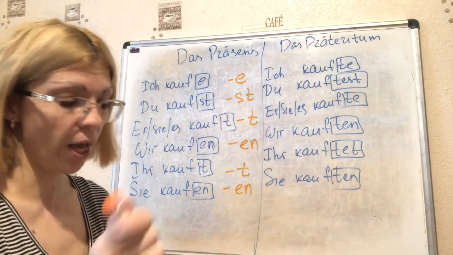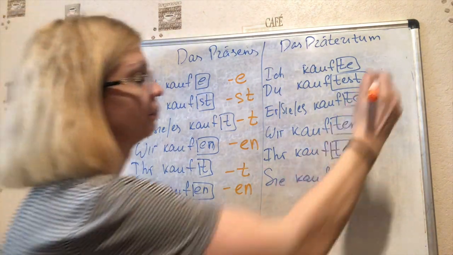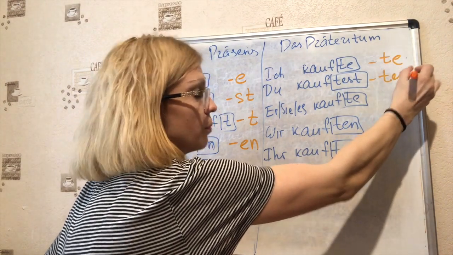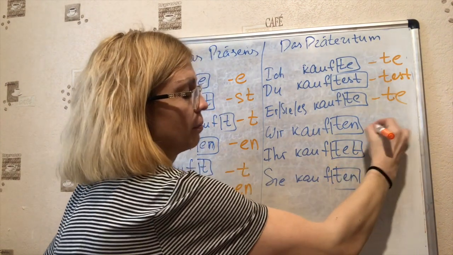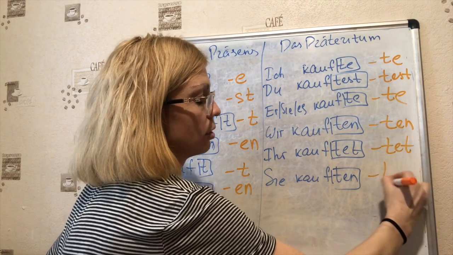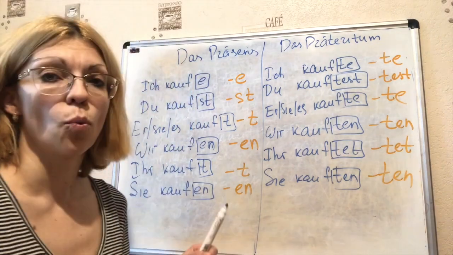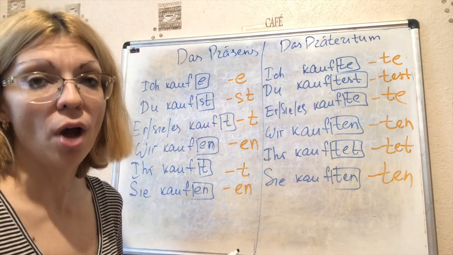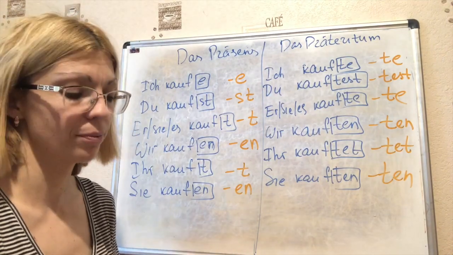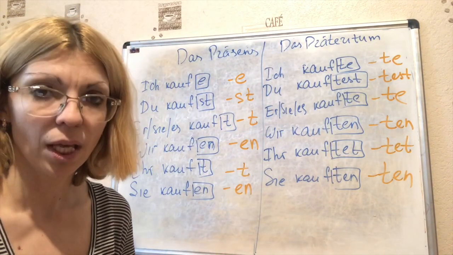Please take a look. What endings do we have for the past tense? Te, test, te, ten, tet, and ten. What do you have to do? How do you think? Sure, you have to remember the endings for the past tense. Well, okay, good.